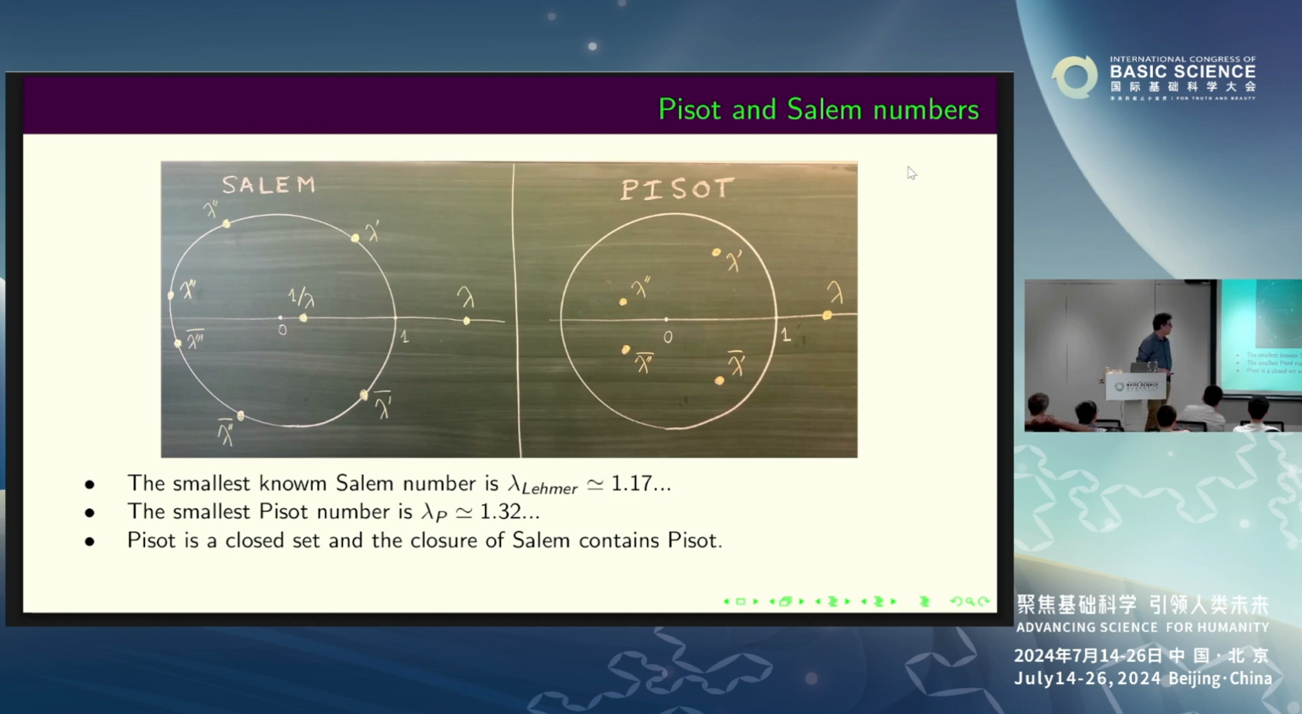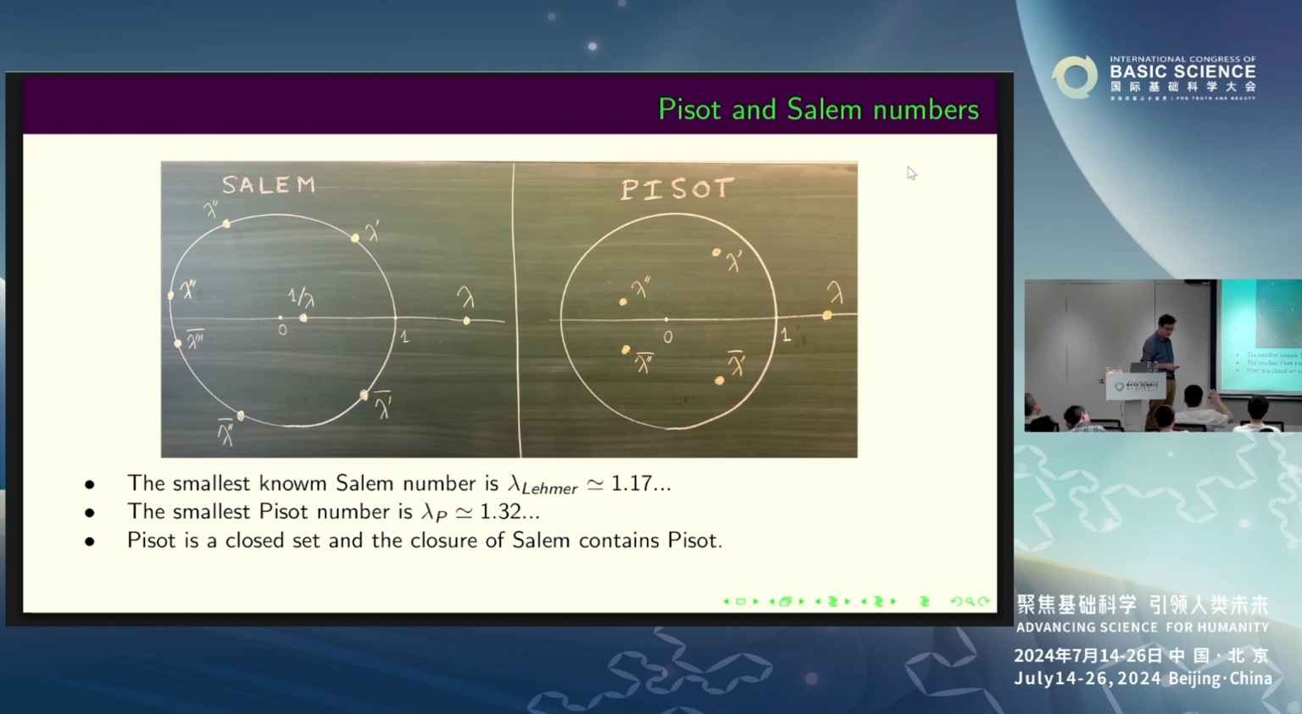And the smallest Pisot number is known. It's called the plastic or Padovan number. It's the root of x cubed equals x plus 1. The set of Pisot numbers is closed, and it is contained in the closure of Salem numbers. So every Pisot number can be approximated by Salem numbers. For instance, the golden mean is a Pisot number. You can approximate the golden mean from below by Salem numbers and also from above.